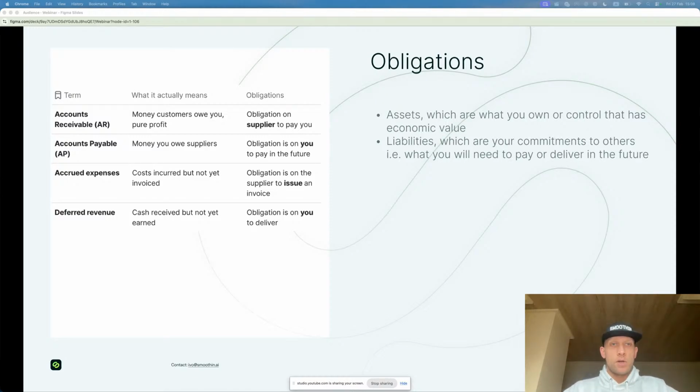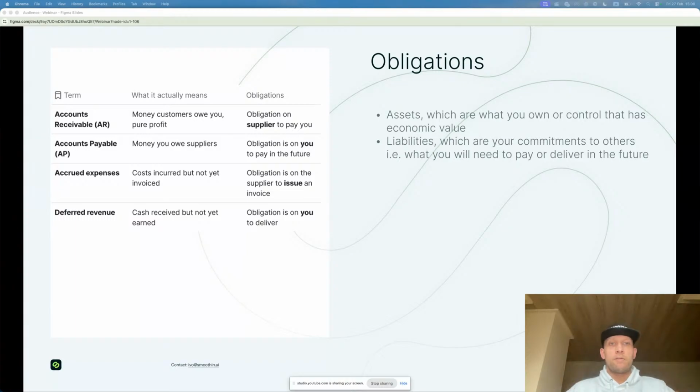The third one is accrued expenses. So this is an interesting one because these are costs that have been incurred but haven't yet been invoiced. So what this means is actually that you've already paid, but you haven't received an invoice. So the actual money has left your bank account, so you don't need to pay for that anymore, but you're waiting for an invoice to come in, okay? So the obligation is on the supplier to issue an invoice, not to receive the money. It's just purely to issue an invoice.